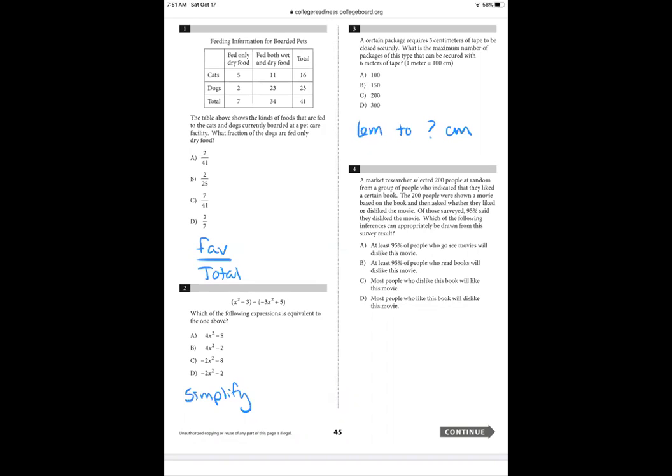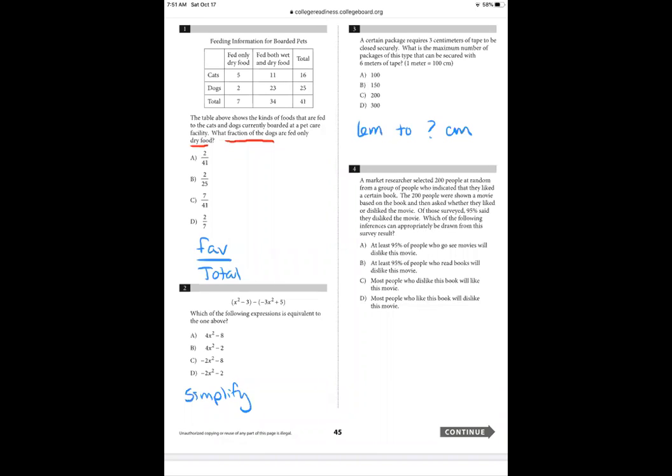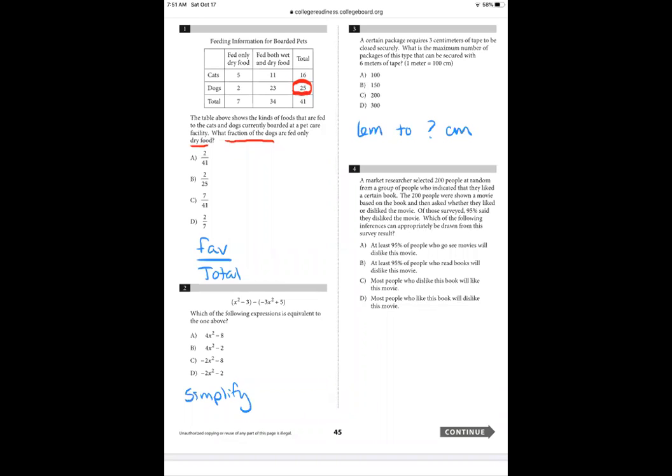So for the first one, we are asked what fraction of the dogs are fed only dry food. So another hint there would be to highlight or underline keywords. So of the dogs, we want to know the total number of dogs, which is 25, and how many of them are fed dry food. So it would be 2 out of 25. Very basic probability right there for that one.